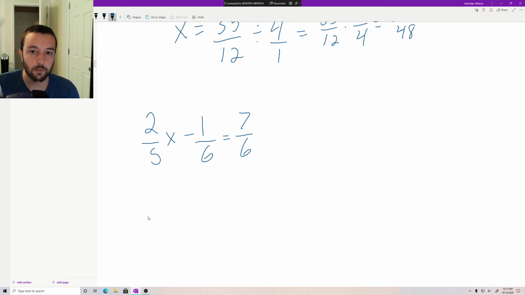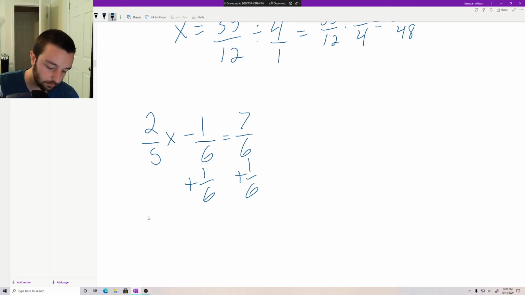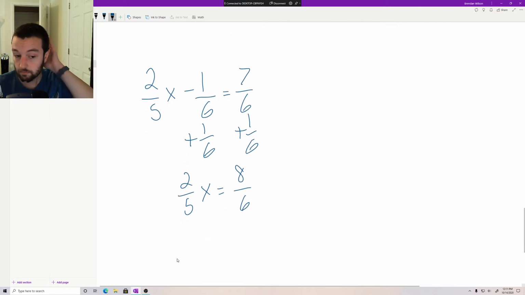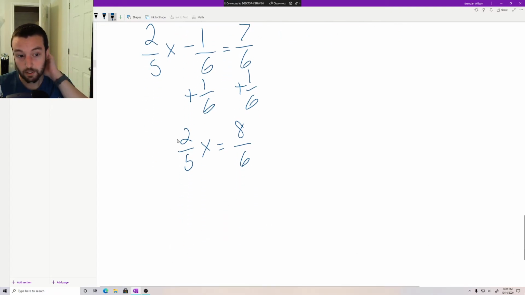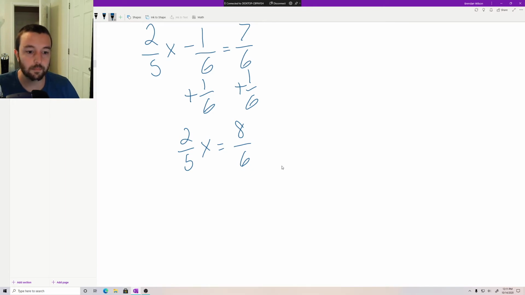So let's first get rid of the 1/6, because if we take the 1/6 and move it to the other side and combine the fractions, then we won't have to worry about that. So because it's being subtracted, we'll add it. So 7/6 plus 1/6, they have the same denominator, so we'll get 8/6. Okay. You can simplify if you want with the 8/6 down to 4/3, but I wouldn't worry about it until the end of the problem. Okay.